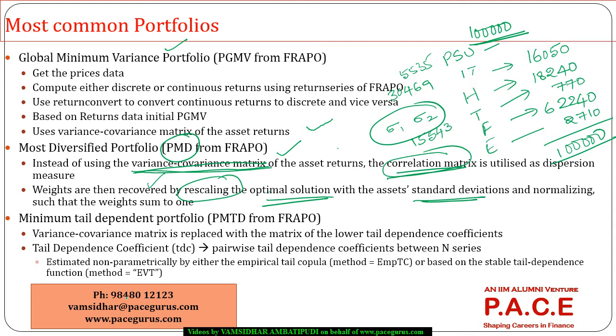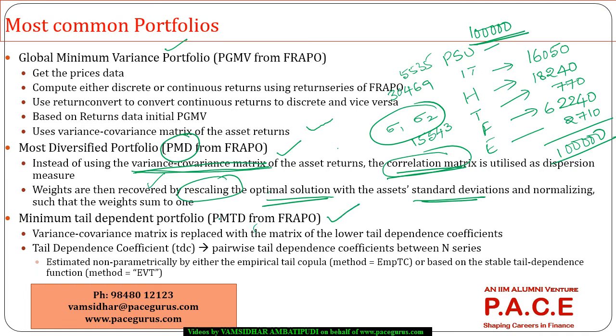So having an allocation of this kind is giving me the most diversified portfolio, but this is not necessarily the one that has the least risk. It is slightly riskier than the global minimum variance portfolio, but it is one of the most diversified kinds of portfolios. So that is one more solution that I can look at.